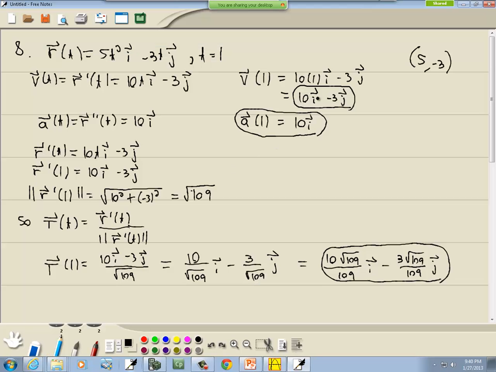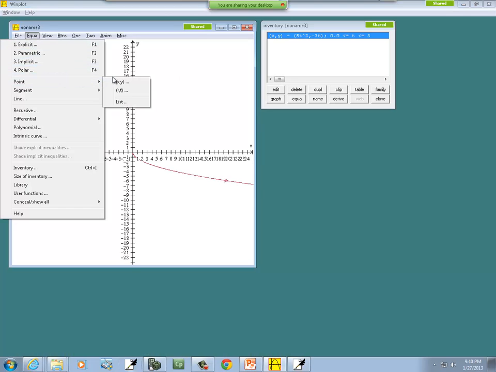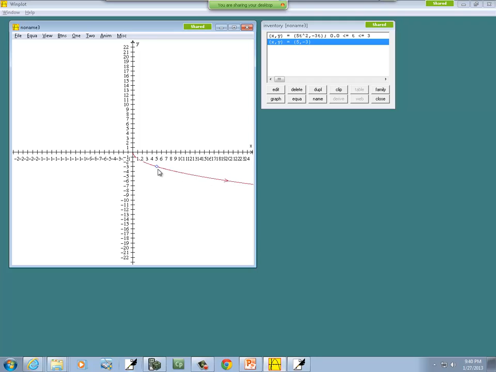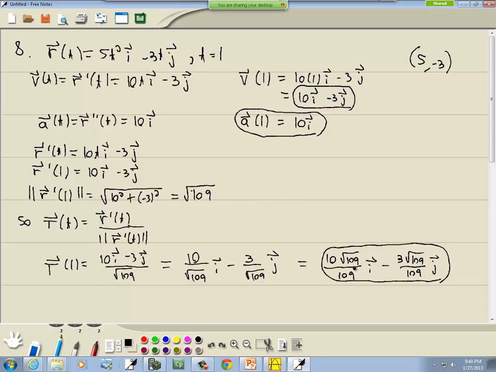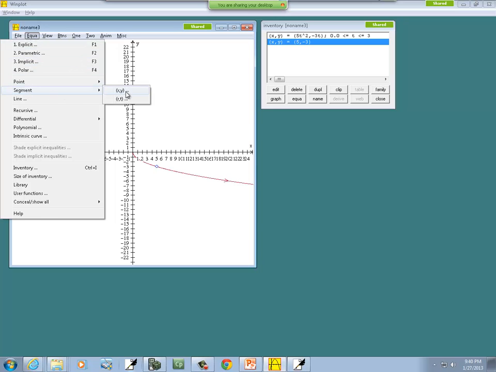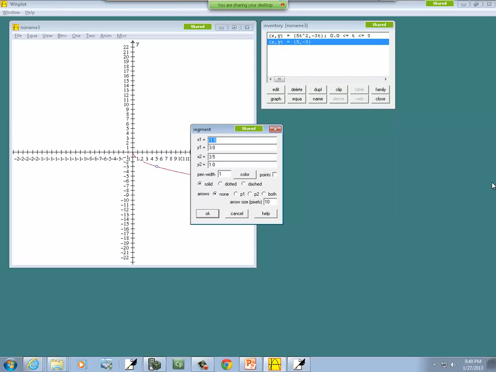Well, let's put a point at 5, negative 3. So I'll do equation, choose point, and choose xy. And I'll choose 5, negative 3 and click OK. So there's our point. Now I want to show my tangent vector, or I want to work with this one, it's easier, 10 over square root of 109. So I'm going to do an equation and choose segment and then choose xy. Our point was 5, negative 3, so put in 5, negative 3 for the x1 and y1.